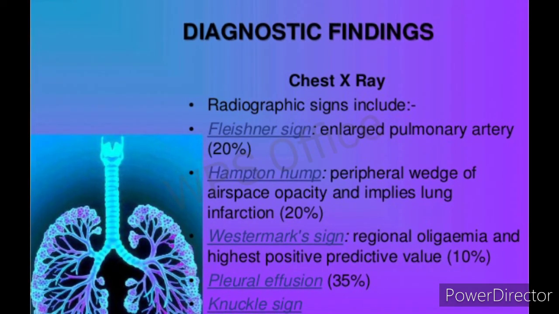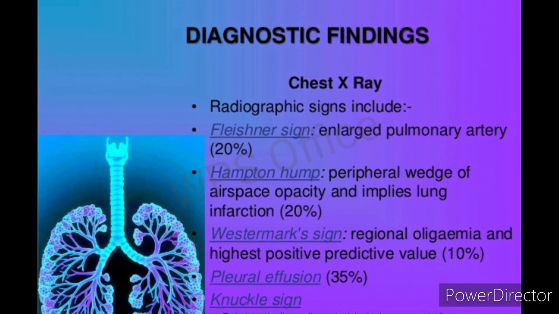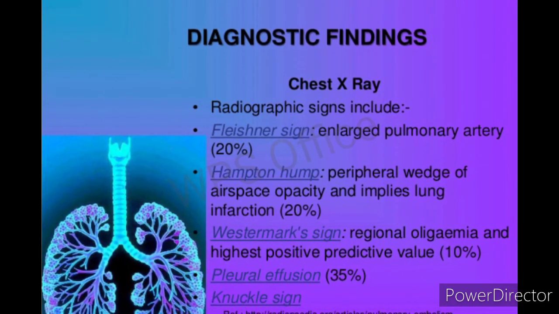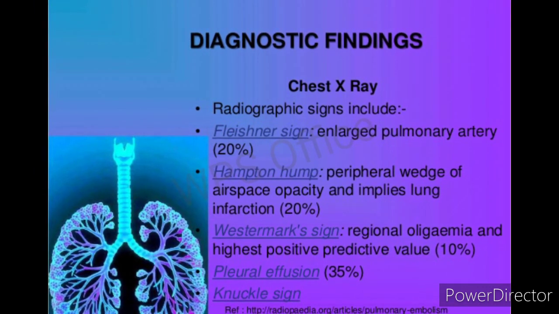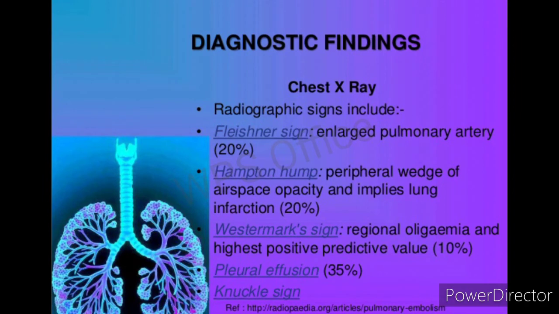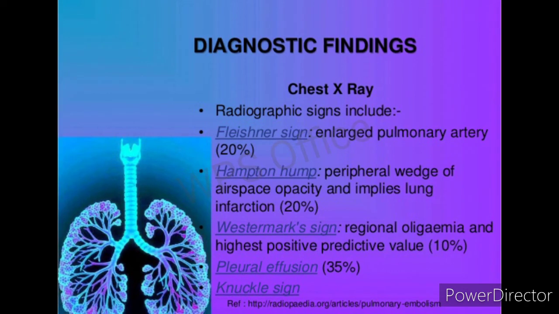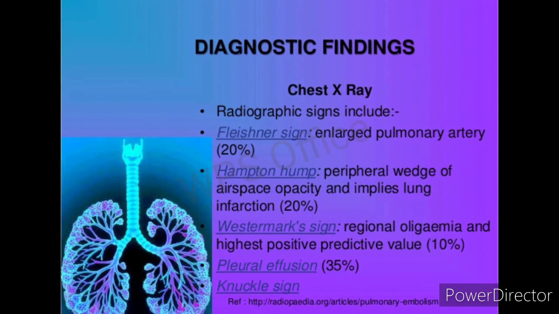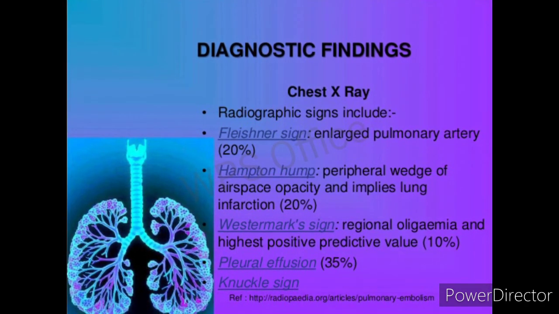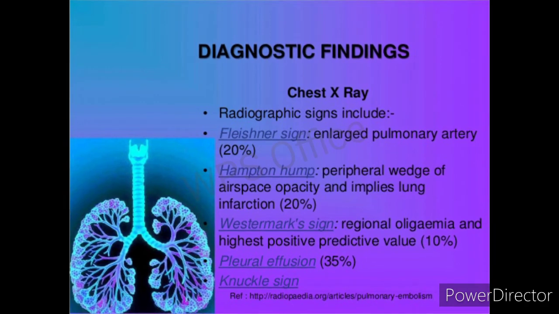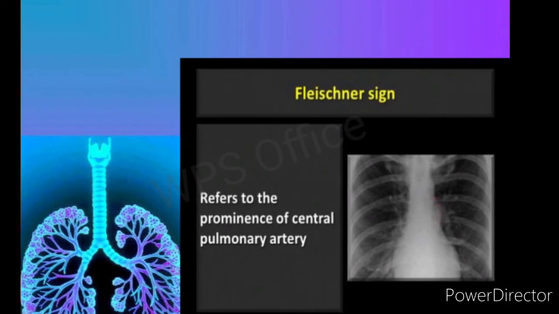So in the diagnostic findings, in the chest x-ray, we will see the Fleischner sign. That means enlarged pulmonary artery. Fleischner sign, Hampton's hump, Westermark sign, these are the radiological terms. No need to learn them by heart, we can just write the enlarged pulmonary artery will be seen in the chest x-ray. Then there will be a peripheral wedge of airspace opacity, which implies lung infarction. Just remember. In the next slide, we can see the Fleischner sign, that means the enlarged pulmonary artery.